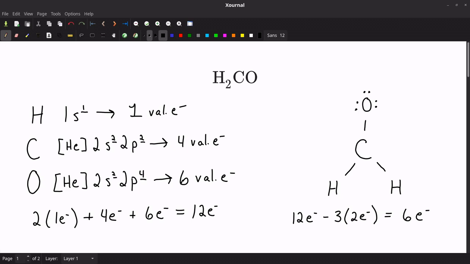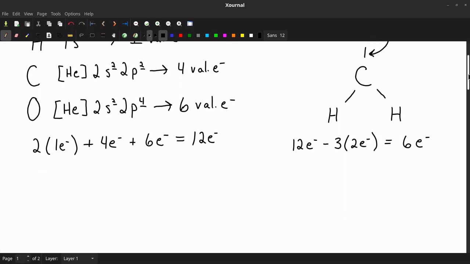Now I can go through and do my count. Once again, hydrogen 1, 2, happy. Hydrogen 1, 2, happy. Oxygen 1, 2, 3, 4, 5, 6, 7, 8. Oxygen's happy. Carbon 1, 2, 3, 4, 5, 6. Carbon is not happy yet. Carbon needs somebody to share electrons with it, and the hydrogens don't have any to give, so it has to be coming from oxygen here. We'll imagine this lone pair coming down to form another bond there.